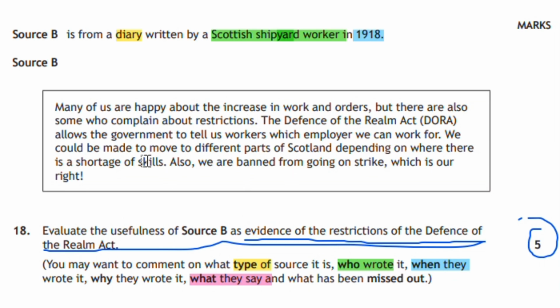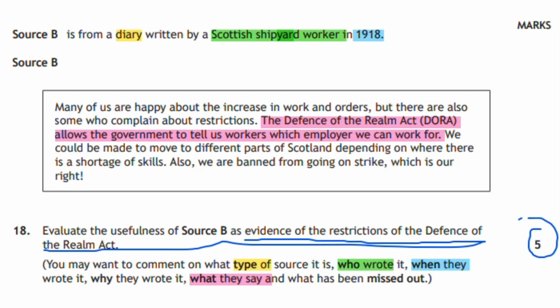So it says, many of us are happy with the increase in work and orders, but there are also some who complain about the restrictions. So that sentence in itself doesn't really give us anything about the restrictions of the Defence of the Realm Act, which is what the question is about. The next sentence, however, says the Defence of the Realm Act, DORA, allows the government to tell workers which employer we can work for. So right there we've got a restriction.